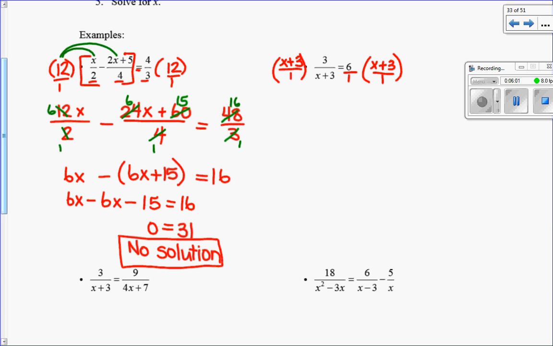Okay, so on the top over here I've got 3x plus 9, and that's all over x plus 3. And on this side I'm going to have 6x plus 18, and that's all over 1.